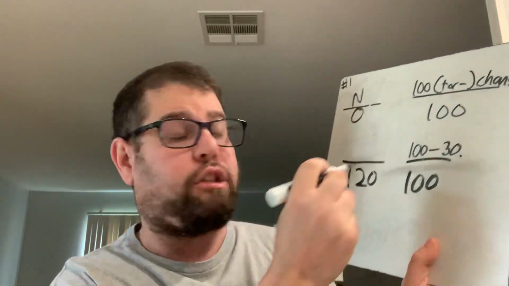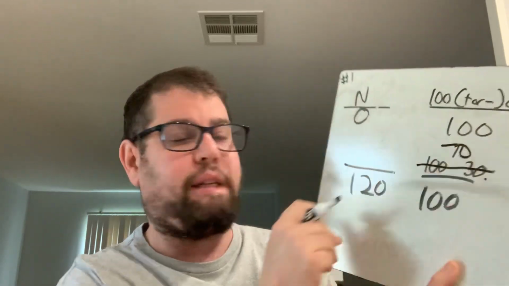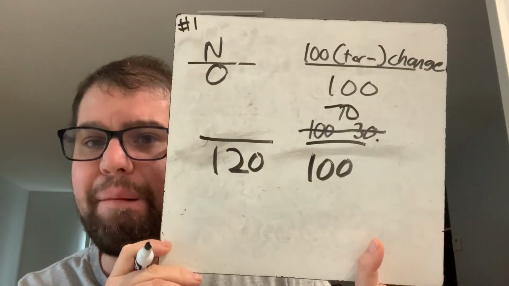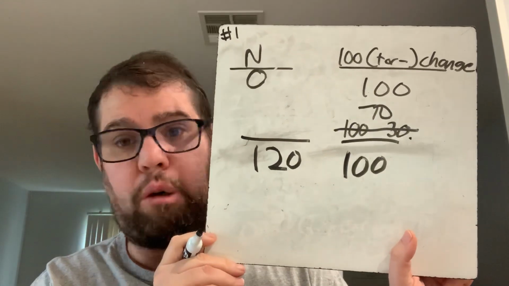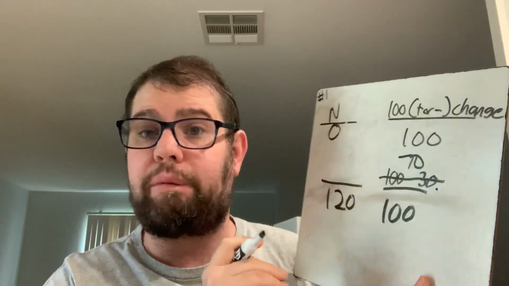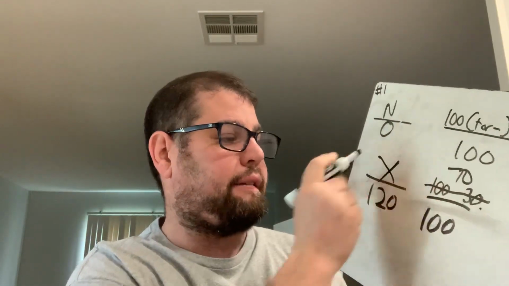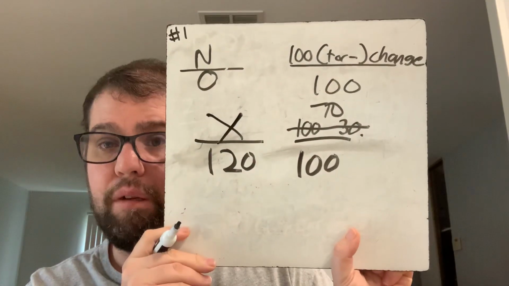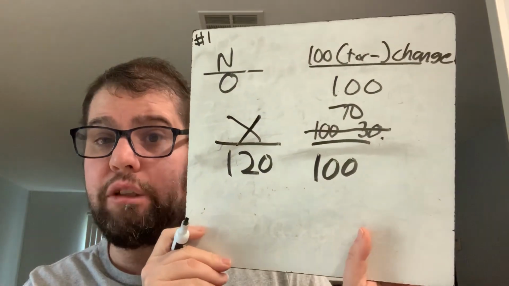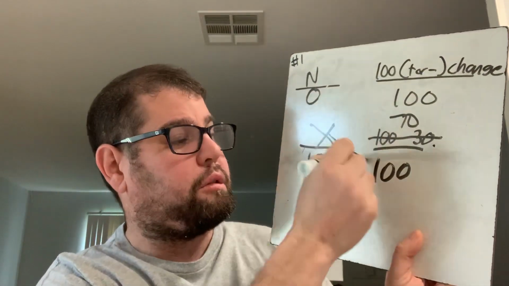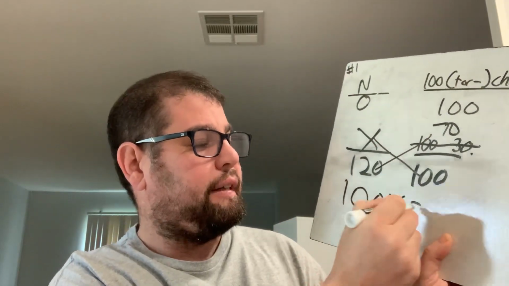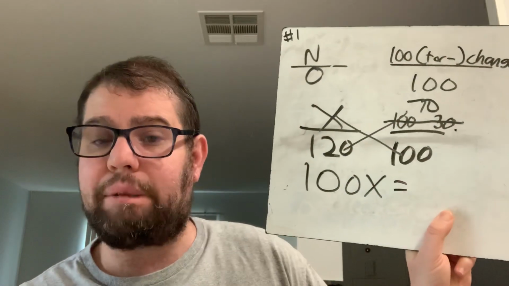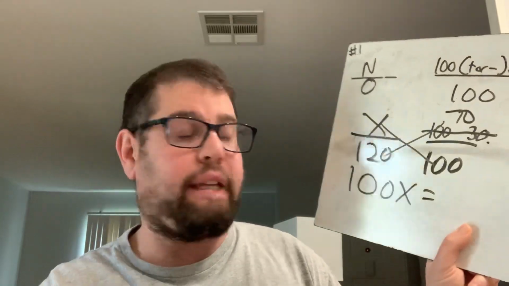So what I'm going to do is cross this out and write 70 on top, because that 70 is my new number. And how much is the TV? We don't know yet, so that's when we always put our variable X. Okay, so now what do we do? I'm going to cross multiply. 100x equals 120 times 70, which is 8,400.